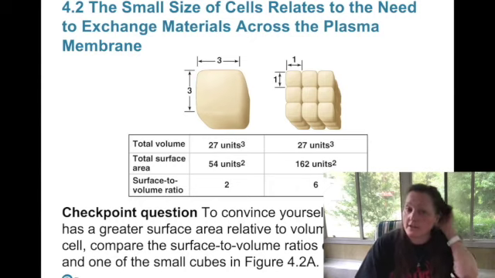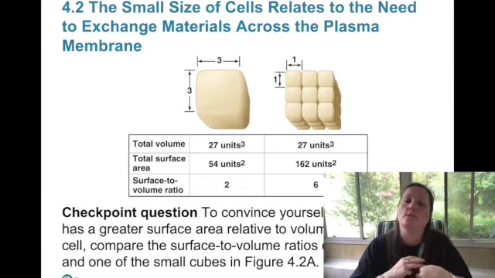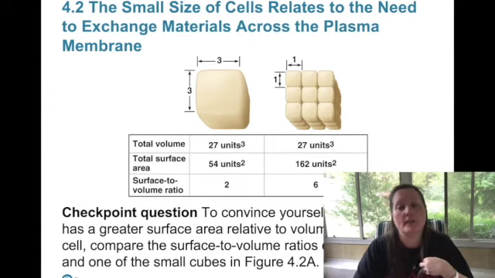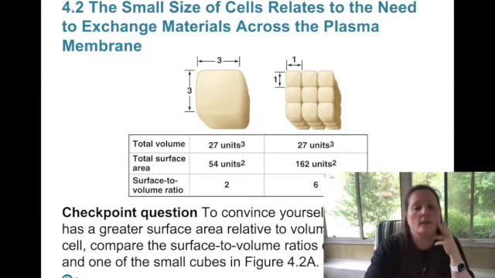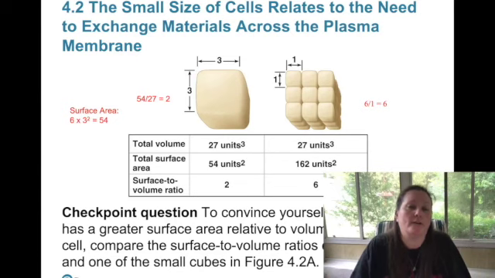To convince yourself that a small cell has a greater surface area relative to volume than a large cell, compare the surface to volume ratios of the large cube and one of the small cubes. So here they're showing you two different cubes. One is one entire unit and one is a bunch of little ones put together. So this is what they're doing. It's math. I don't normally make everybody do this, but I have discovered most students cannot stand doing this part and they get overwhelmed.